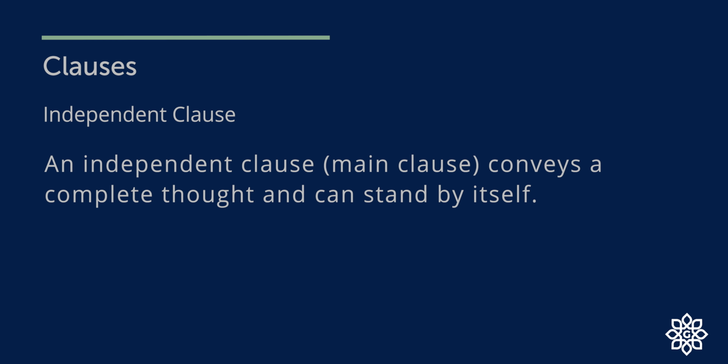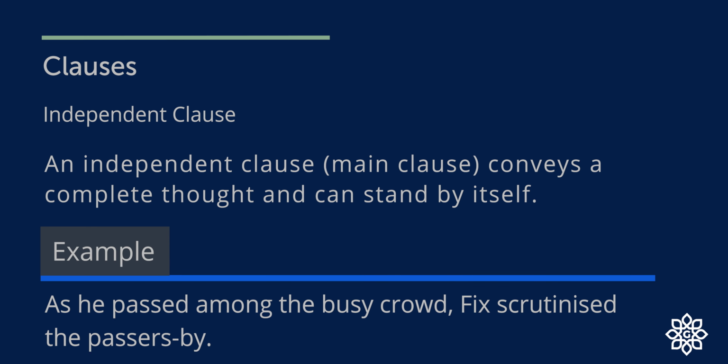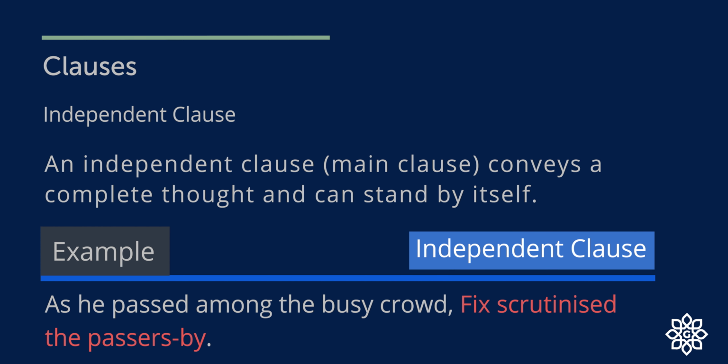So, it can be a sentence. So, let us look at this sentence. As he passed among the busy crowd, Fix scrutinized the passers-by. Here, Fix scrutinized the passers-by is the independent clause. Fix is the subject and scrutinized is the verb.